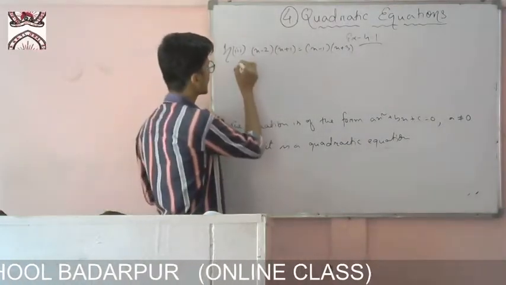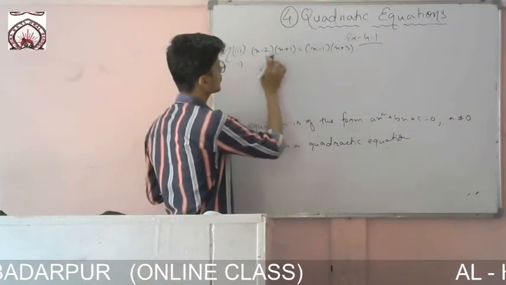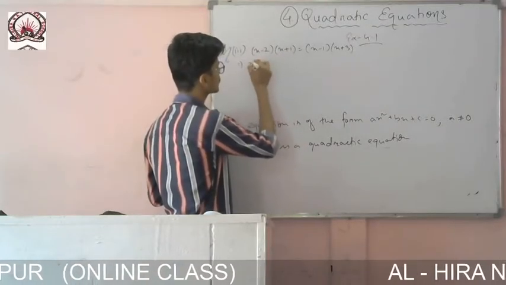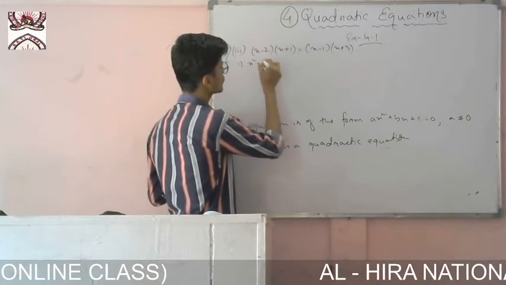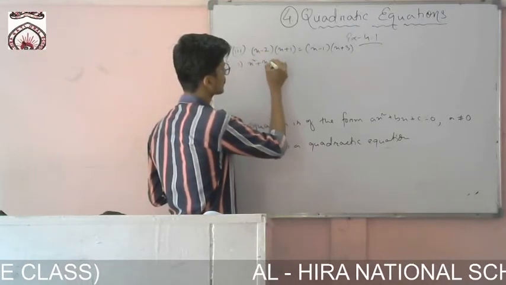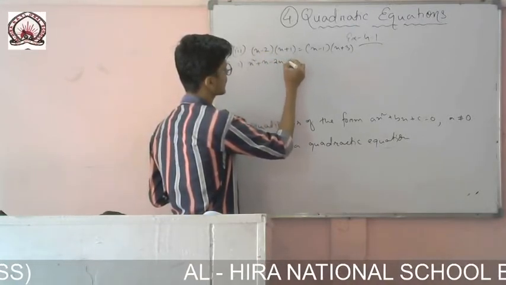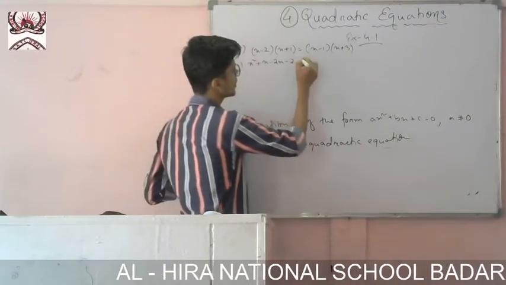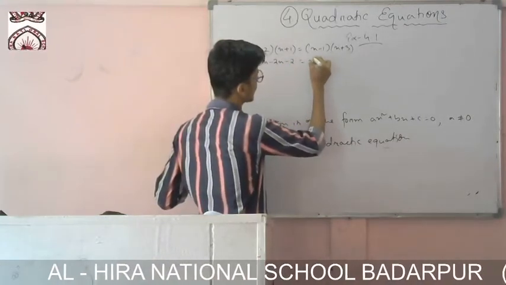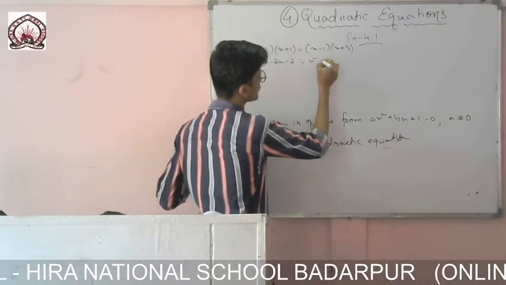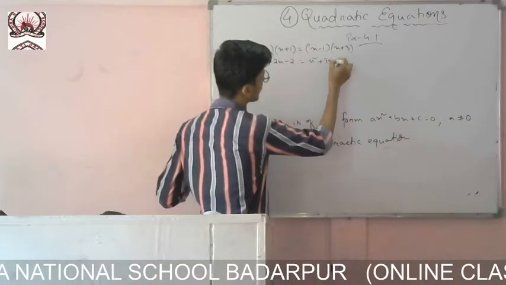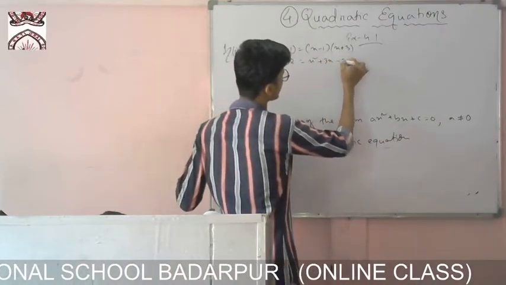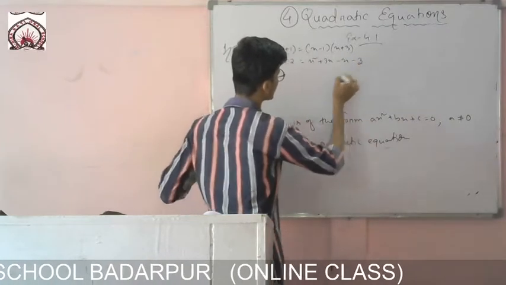First of all I have to multiply. x into x is x square, x into 1 is x, then with minus 2, minus 2 into x is minus 2x, minus 2 into 1 is minus 2. This equals x into x, x square, x into 3 is 3x, minus 1 into x is minus x, minus 1 into 3 is minus 3.